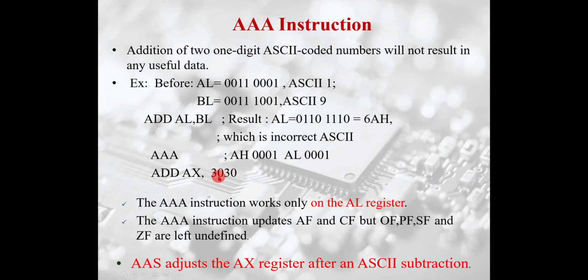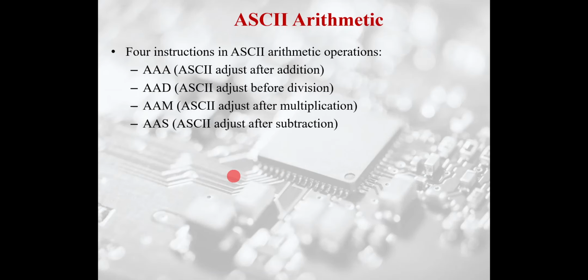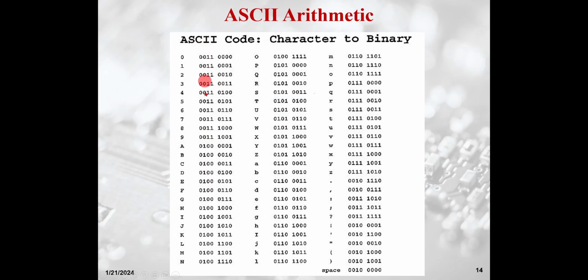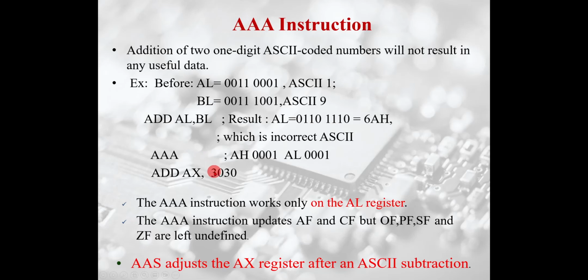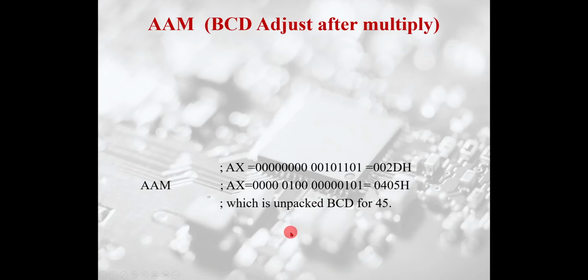But later on you need to add this 3030. Why 3030? Because if you see, for all the numbers this 3 is there, so that 3 needs to be added here and here. That adjustment is done here; an additional command is required. That is how it is done. Now, it updates these flags, and the zero flag is undefined.